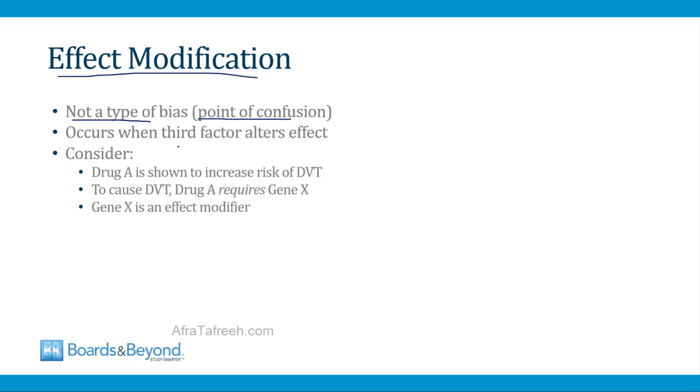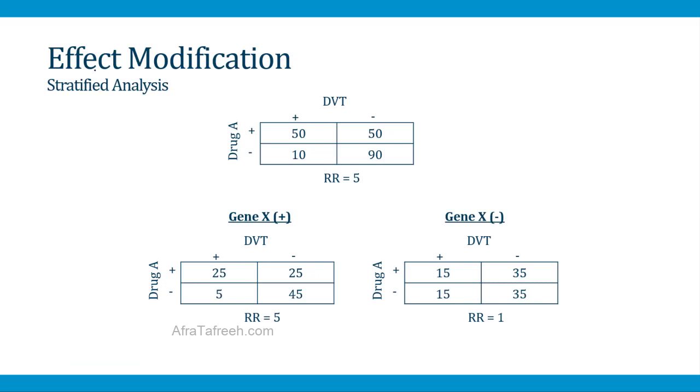Effect modification occurs when a third factor alters the effects of a clinical study. So suppose, for example, drug A is shown to increase the risk of deep vein thrombosis. But to cause deep vein thrombosis, drug A requires gene X to be present. This means that gene X is an effect modifier that modifies the effect of drug A. You can identify effect modification from a stratified analysis like we talked about for confounding, but the findings are different than what you would see if there was a confounder present.